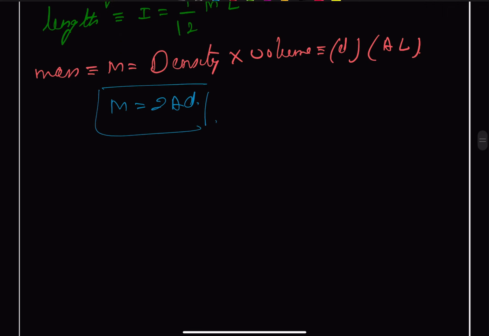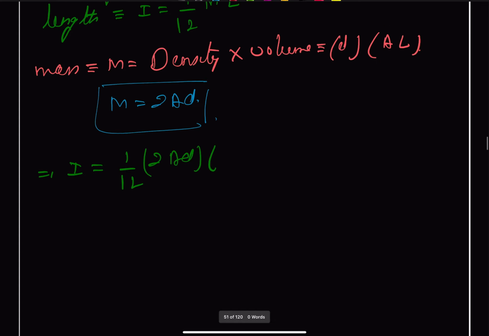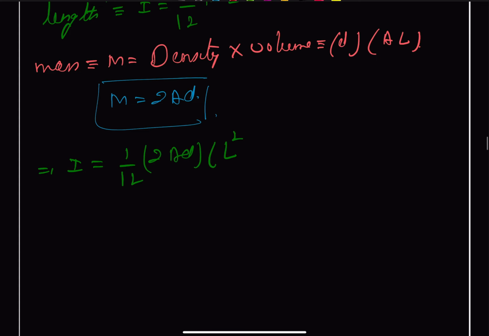So it means our moment of inertia I will be equal to 1 upon 12. This is 2 times AD, and we have length L square. And we substitute the value of L here also. So we get this as 1 upon 6 AD, and this comes as 4, giving us 2 by 3 A times D.